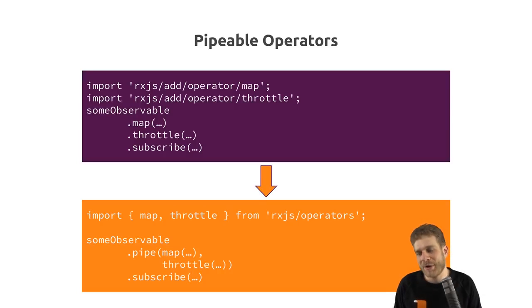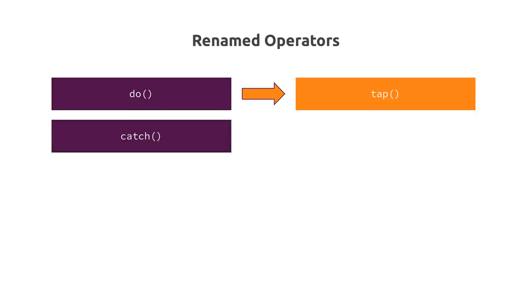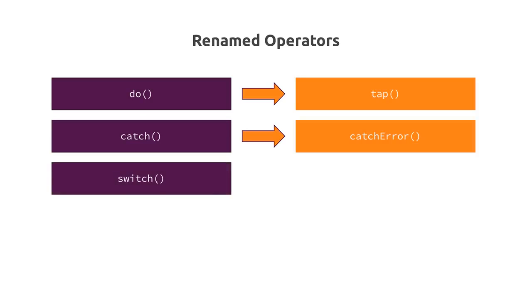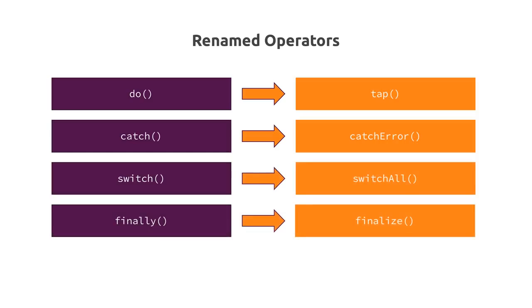Now, due to these pipeable operators, some operators needed to be renamed because they clashed with reserved words in JavaScript. Because we're not calling them as methods anymore, they're now normal functions. So they must not be named like JavaScript keywords. Therefore, do becomes tap, because do is a reserved keyword in JavaScript. Catch becomes catchError for the same reason. Well, all these operators were renamed for this reason in the end. Switch becomes switchAll. Finally becomes finalize.